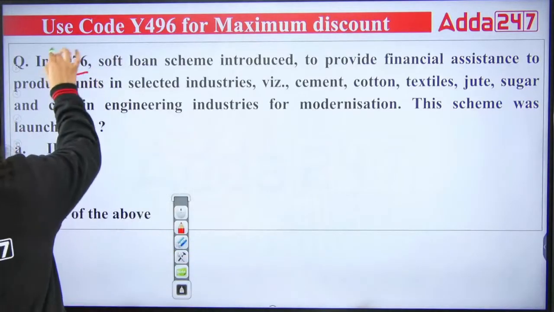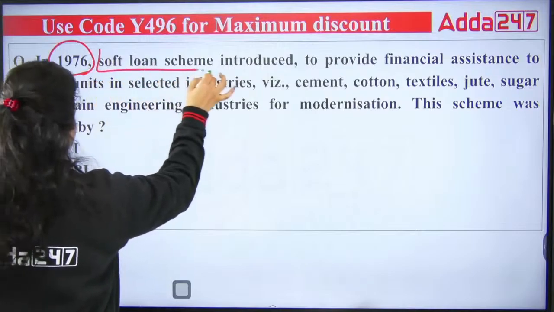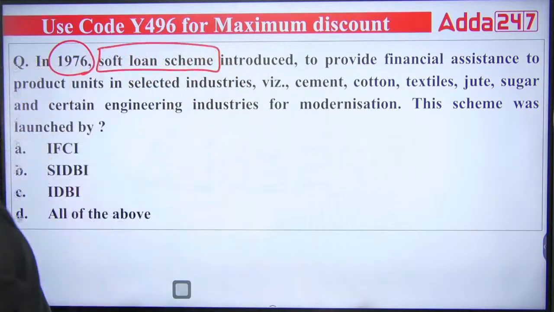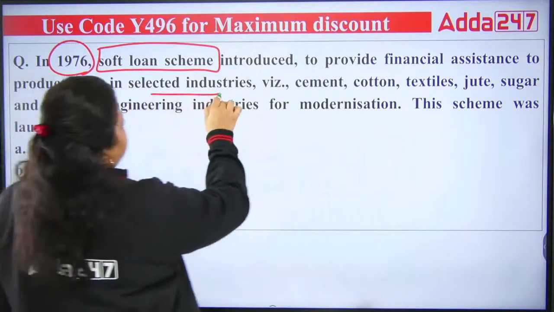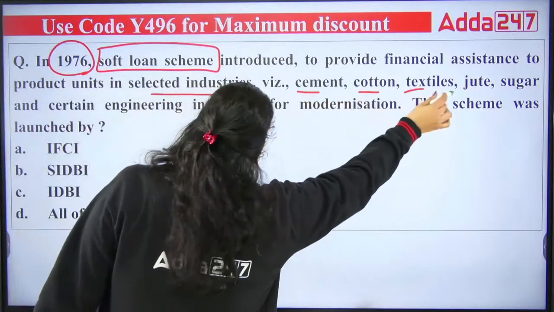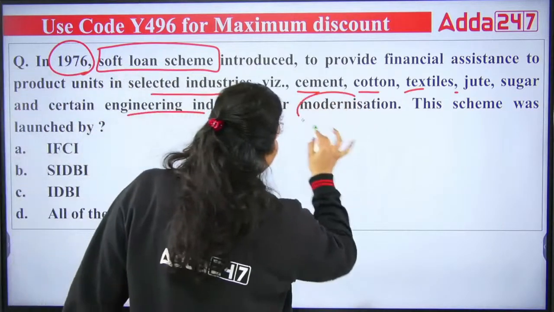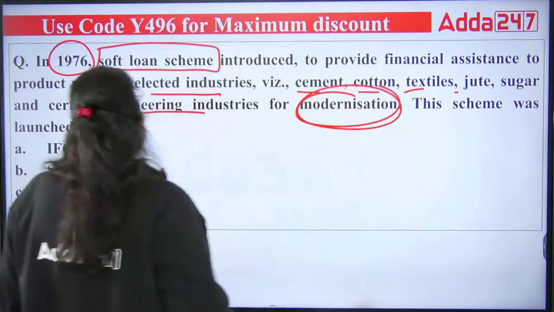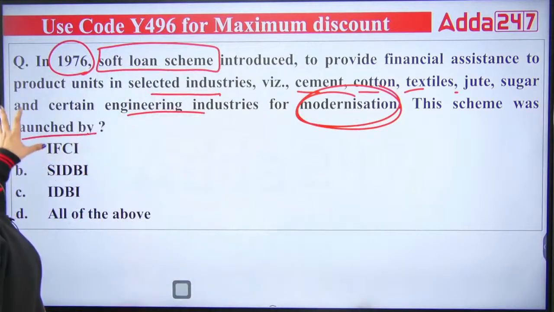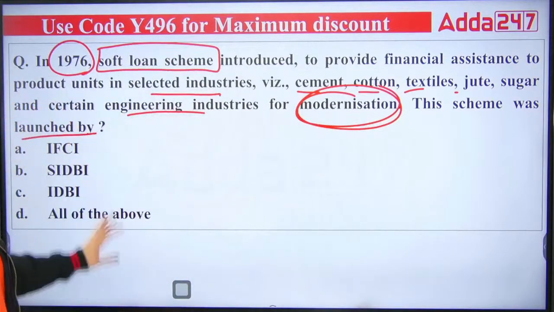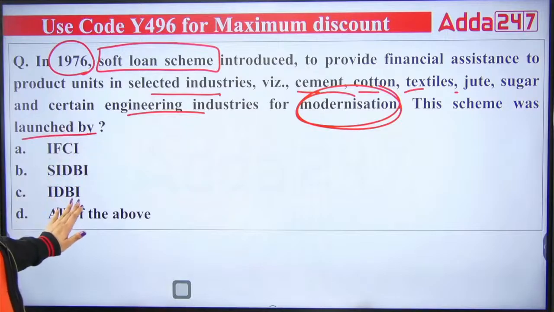In 1976, the soft loan scheme was introduced to provide financial assistance to production units in selected industries like cement, cotton, textile, jute, sugar, and certain engineering industries for modernization. So this scheme was launched by which development financial institution? IFCI, SIDBI, IDBI, or all together?